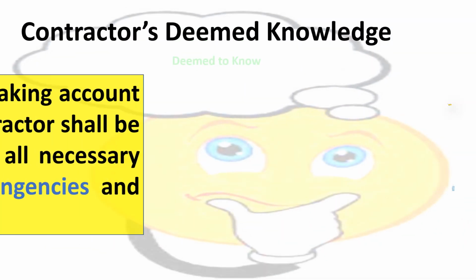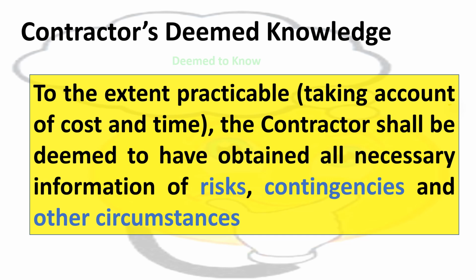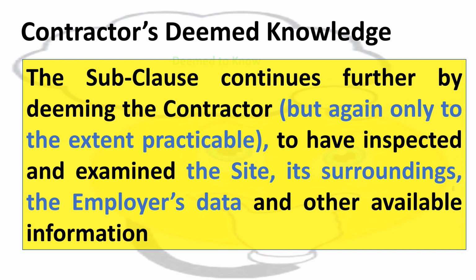Contractor's deemed knowledge. To the extent practicable, taking account of cost and time, the contractor shall be deemed to have obtained all necessary information of risk, contingencies, and other circumstances. The subclause continues by deeming that the contractor, but again only to the extent practicable, has inspected and examined the site, its surroundings, and the employer's data and other available information.